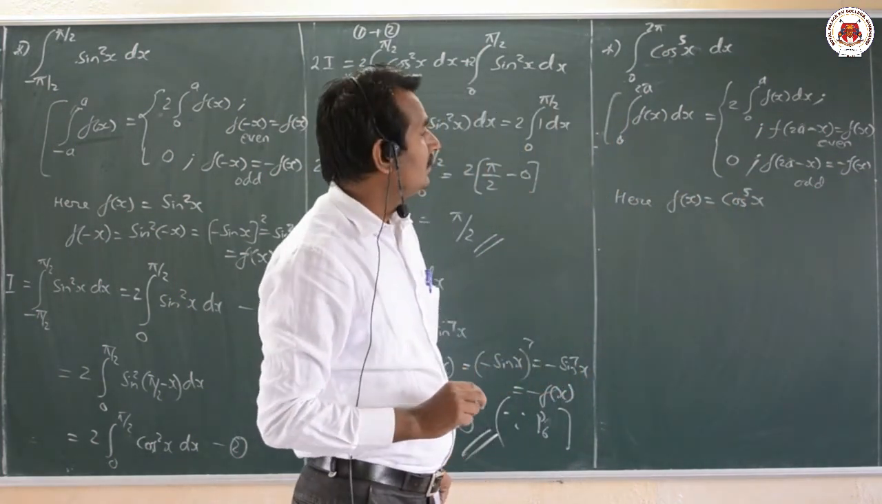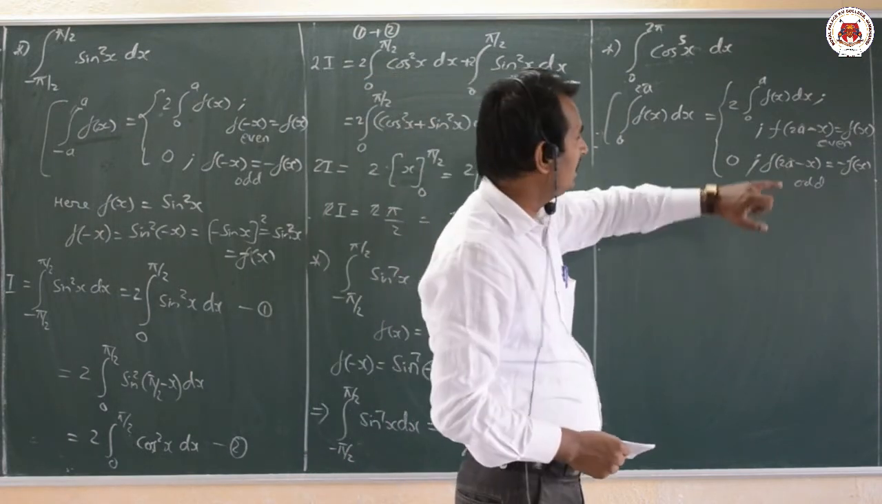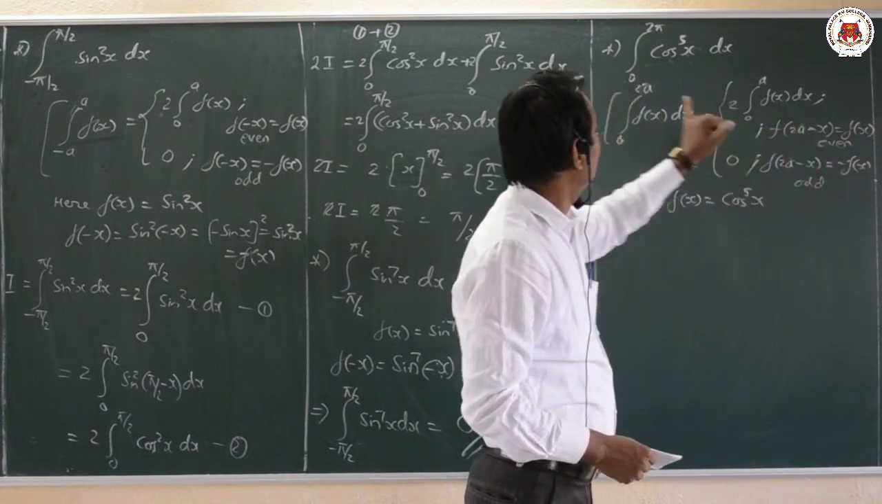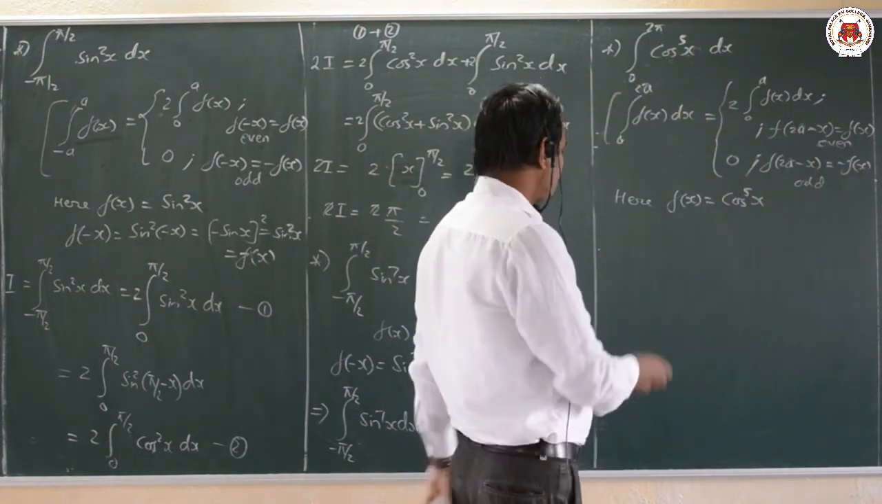But now what we have to do is check for even. We have to observe very clearly that in the place of x, we have to substitute 2a − x. The limit here is 2π, so what do we substitute here?